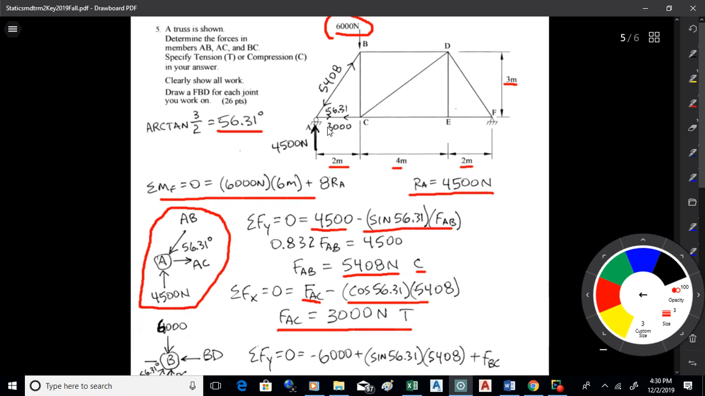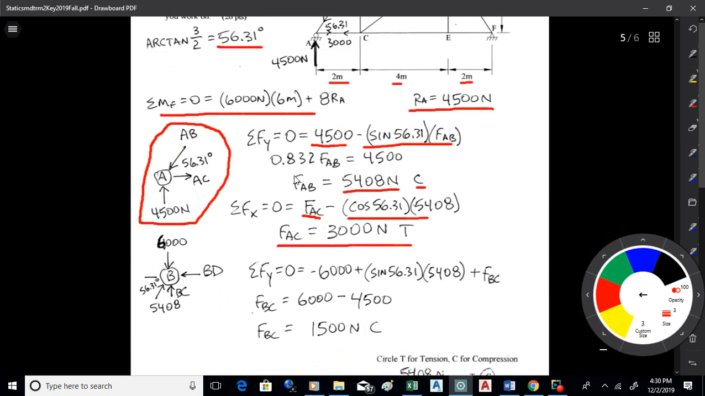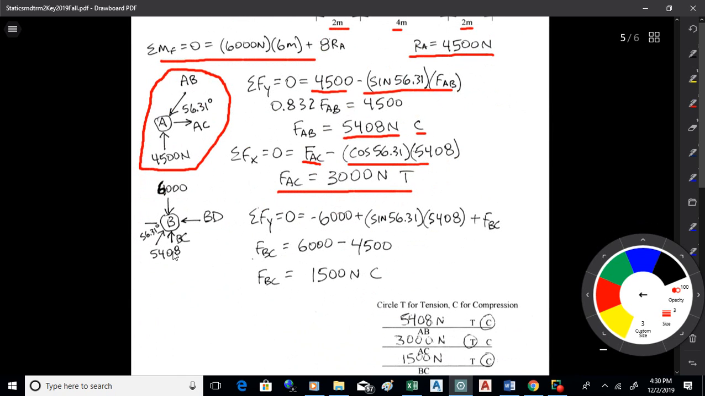Once I've got that, I can go up to joint B. Got 6,000 down on that joint and the 5408 pushing up. I've got BC, I'm assuming in compression, pushing up. BD goes to the left there. All I need to do though to get BC is go sum of Fy. 0, 6,000 down, sine of 56.31 times 5408 up, plus FBC, solve for FBC, it's 1,500 compression.